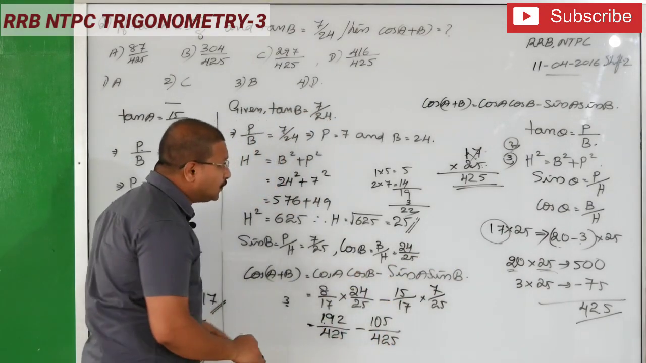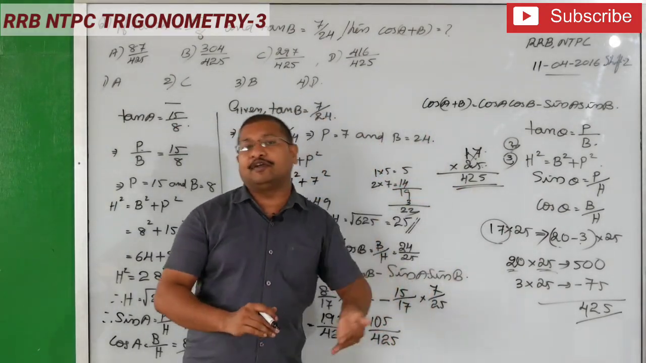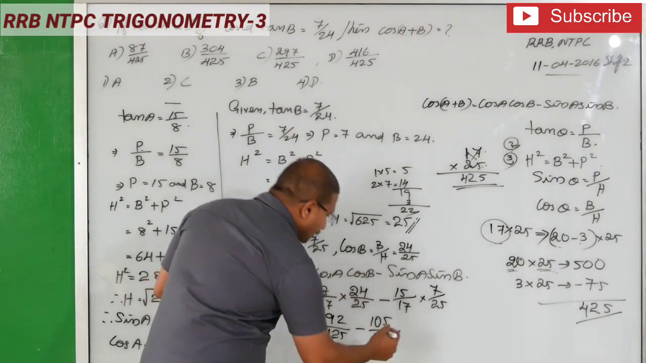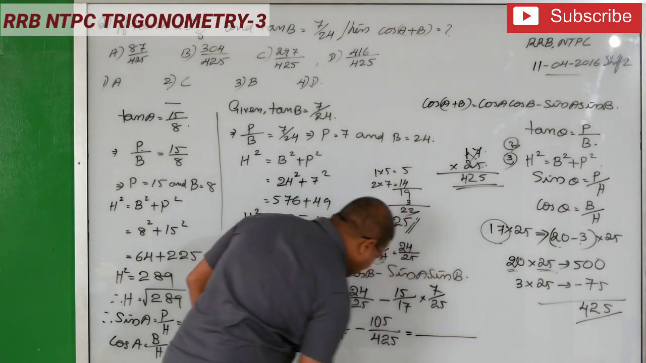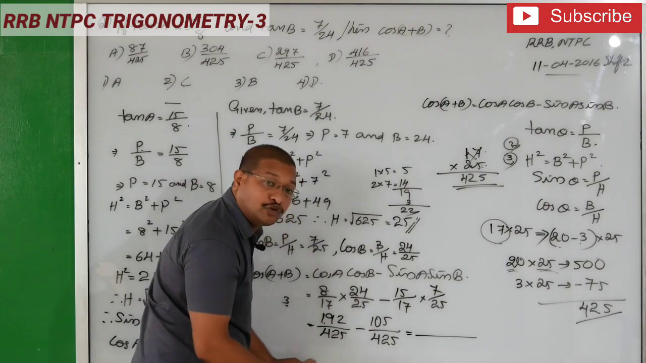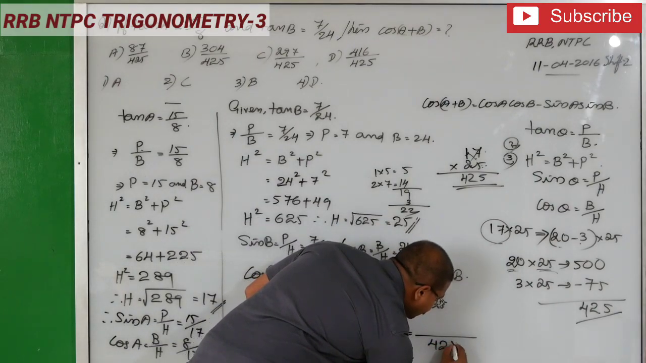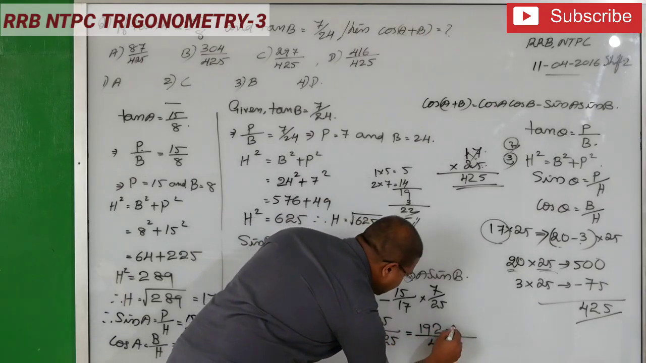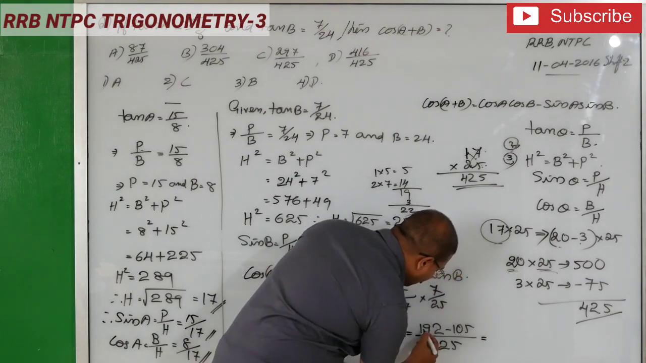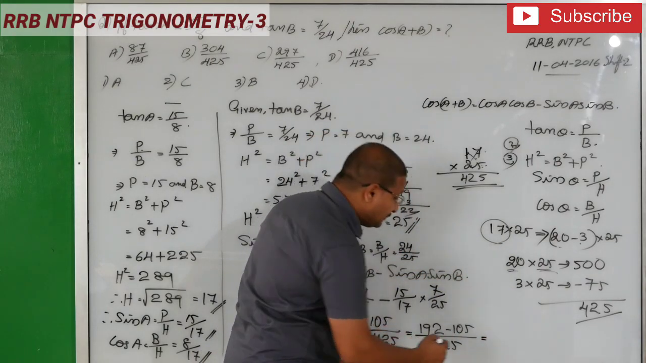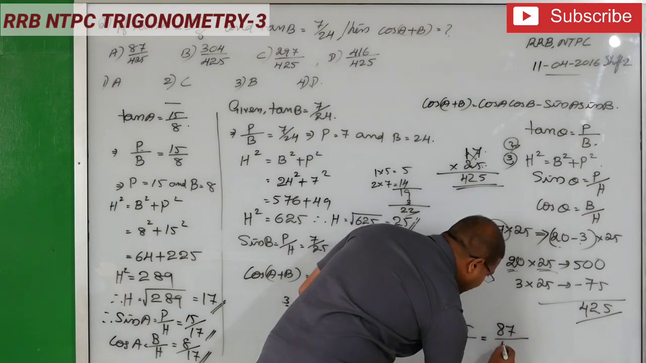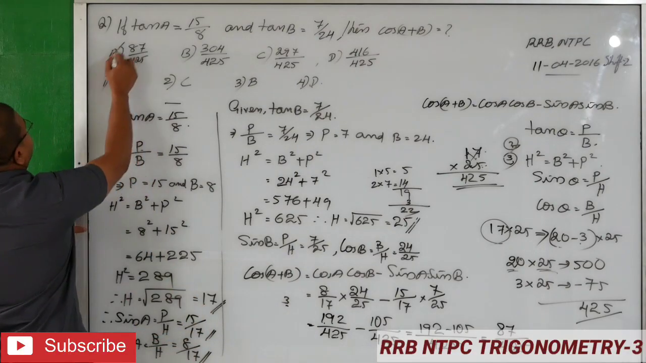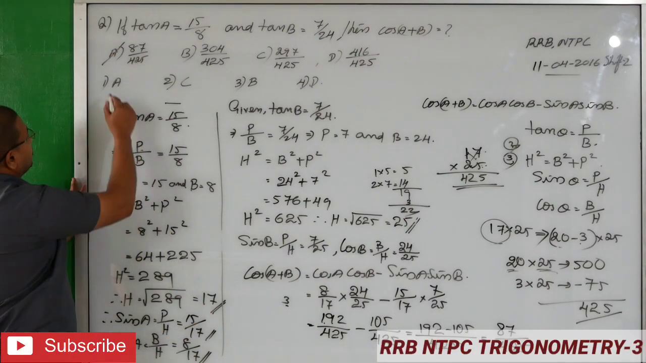If you want to know Vedic arithmetic, we will be giving it in another class. Just practice according to your will. This equals, now we will go for the common LCM. It's already there, 425. After that, 192 minus 105 will get 87. 87 divided by 425 means the correct answer is A. A means the correct option is 1.